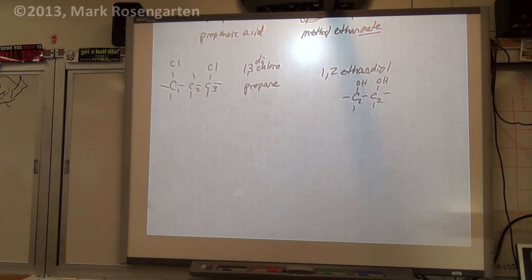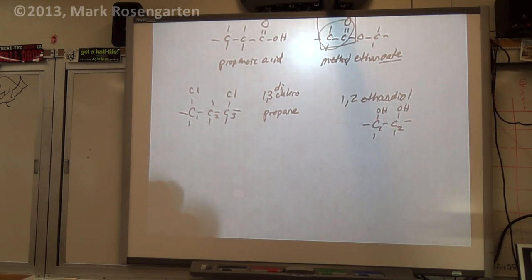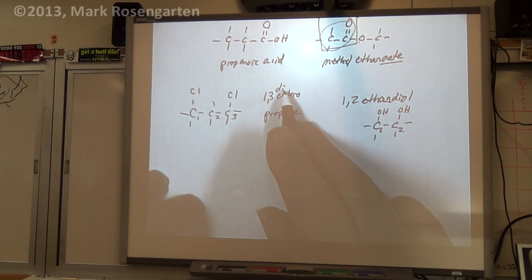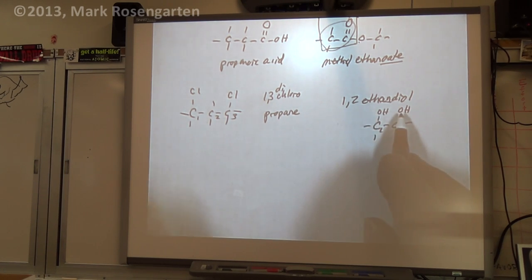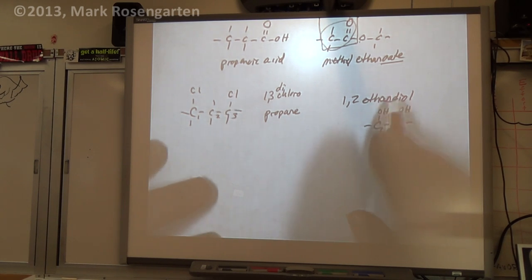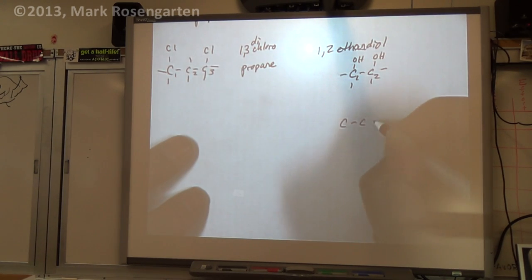Yes, ma'am? Why is that one at the end and the other one in the middle? I mean, in the beginning? Like the diol and the di? Oh, okay. The di tells you how many of a particular thing there are. There are 2 chlorines, so we call it dichloro. Here, there's 2 alcohol groups, so we call it diol. If we called it diethanol, what that would mean is that we'd have 2 ethanols.